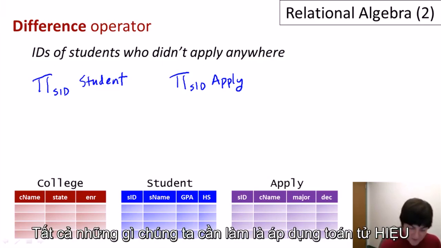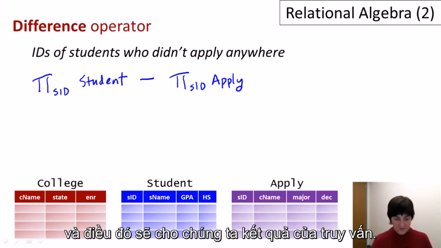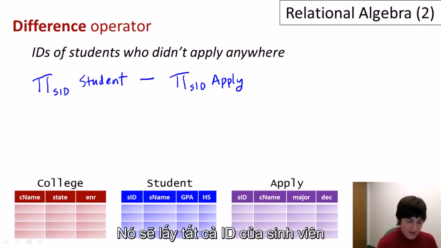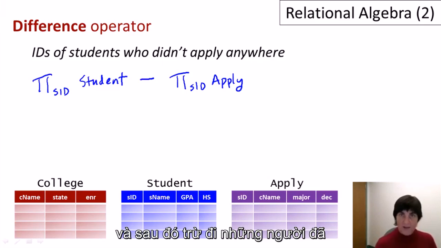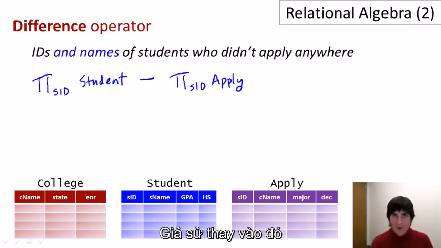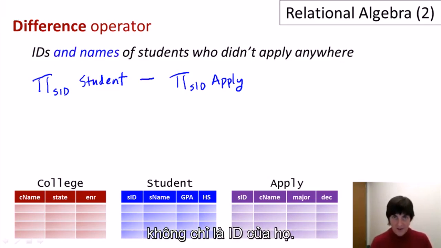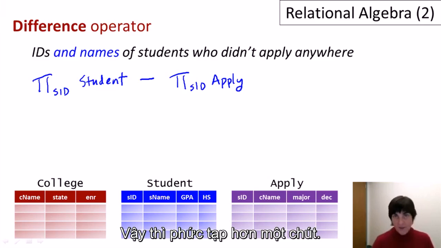All we need to do is take the difference operator, written with the minus sign, and that gives us the result of our query. It will take all IDs of the students and then subtract the ones who have applied somewhere. Suppose instead that we wanted the names of the students who didn't apply anywhere, not just their IDs. So that's a little bit more complicated.